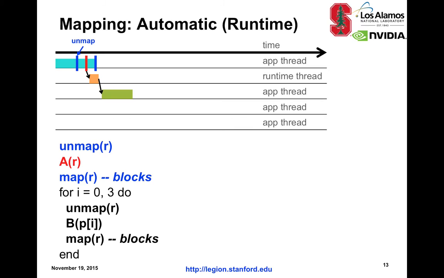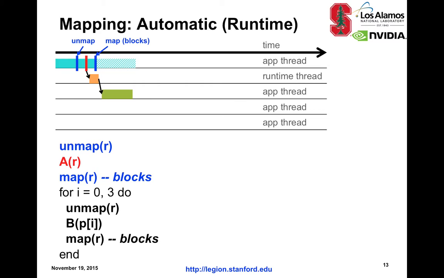Unmap releases control of a region to subtasks. So it essentially gives the subtask permission to run with access to that region without fear that the parent task is going to stomp on the region while the child is using it. And similarly, the map operation waits for the child task to complete any operations on that region before the parent is allowed to run again. And this means that the parent must block in order to be sure that the child task is finished.